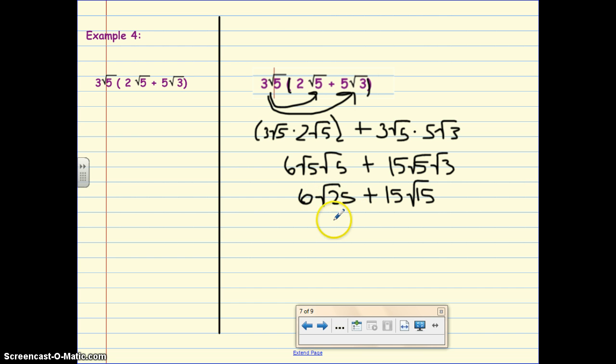The square root of 25 I know I can simplify. That's 5. And the square root of 15 I can't simplify. I'm trying to think, are there any perfect squares that come out of 15? Well, 9, no. 4, no. So I end up with 30 plus 15 square root of 15.